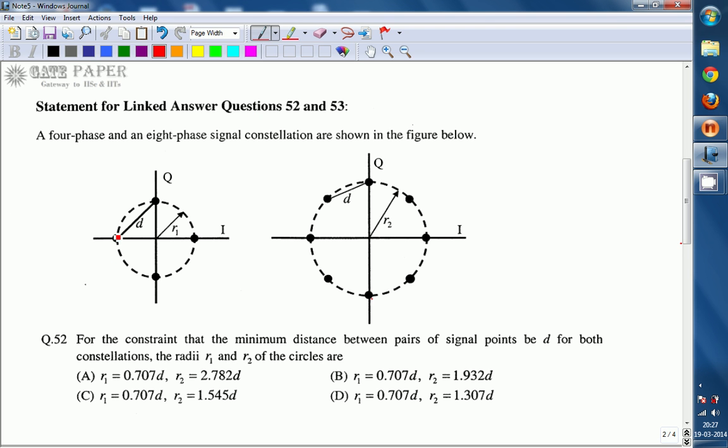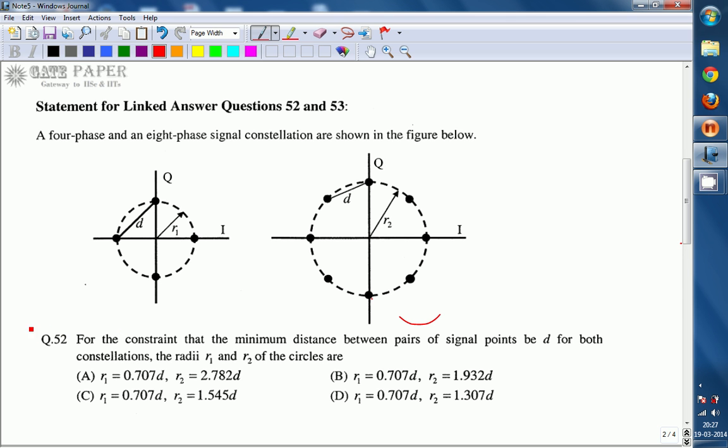Here this one is the constellation diagram for the 4-ary PSK, and this is the constellation diagram for the 8-ary PSK. Now the first question related to the above diagram is question number 52. For the constraint that the minimum distance between the pair of signal points be D for both constellations, the radii R1 and R2 of the circles are. So for the given 4-ary PSK and 8-ary PSK, we have to find the radii of those circles, that is R1 and R2.